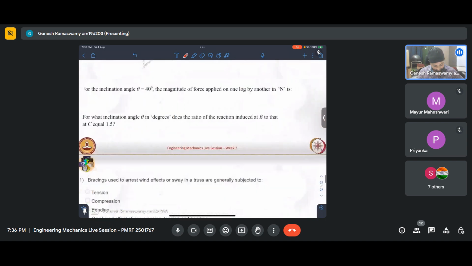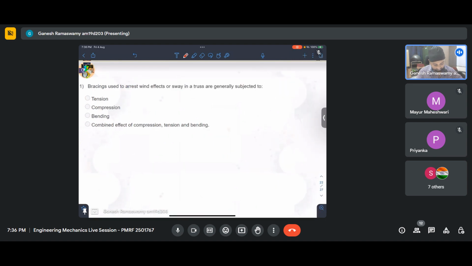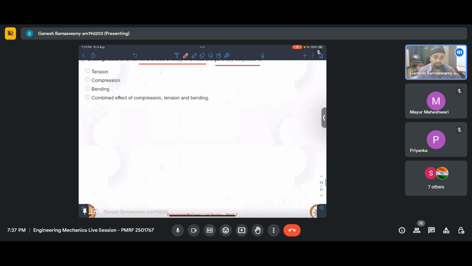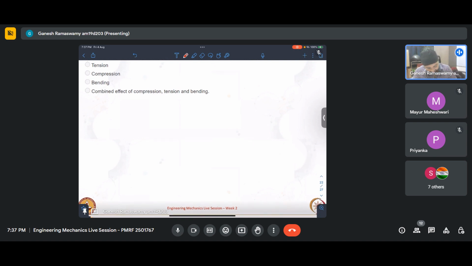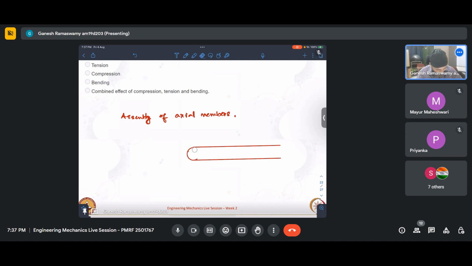So I'll move on to the next part on trusses. Bracings used to arrest wind effects or sway effects in a truss is generally subjected to what? Tension, compression, bending, or the combined effect of these three. So for this, we should understand what exactly is a truss. A truss is an assembly of axial members. What does axial member mean? Let us say that the same link that I took initially today to show that it's a rigid body.